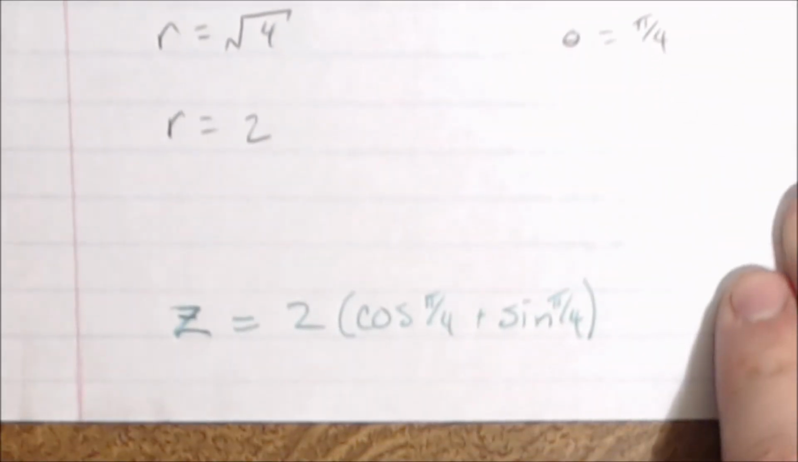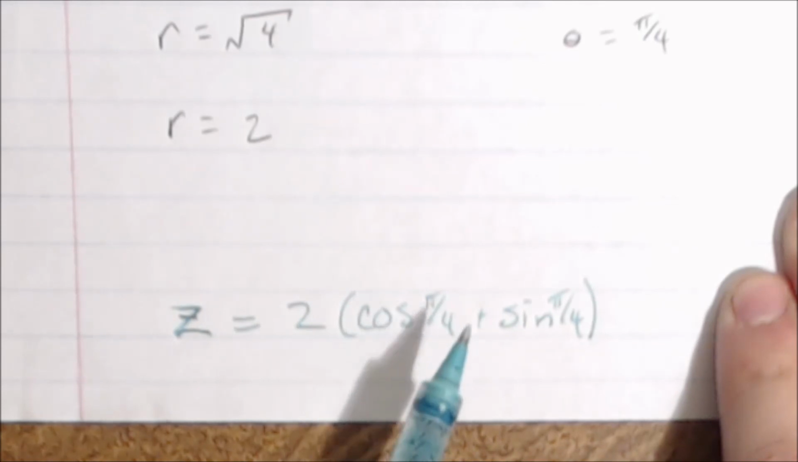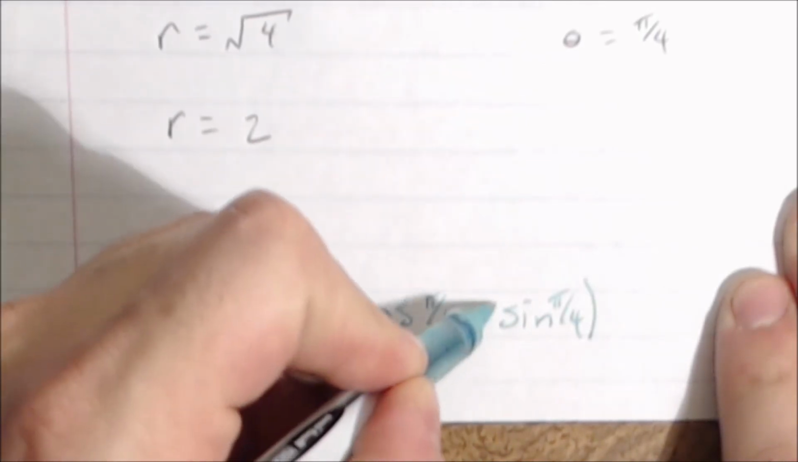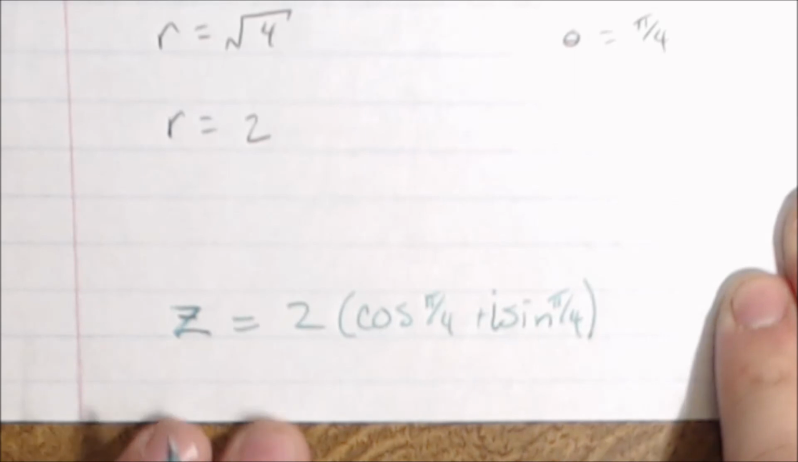I can go ahead and plug it right into my equation. And I get z is equal to 2 times cosine pi over 4 plus i sine pi over 4, right there.